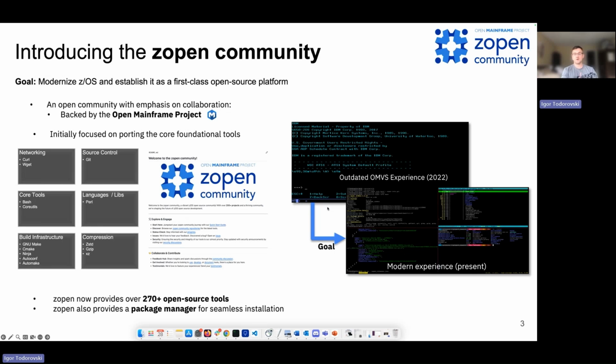More importantly, we also follow the core principle of upstream first. We don't just leverage open source code and port it to z/OS, but we actively contribute our improvements back to the original projects, strengthening the entire z/OS open source ecosystem. And the results really speak for themselves. Within 3 years, we've grown from a handful of utilities to a portfolio of over 250 open source tools running natively on z/OS, complete with a package manager that makes it all seamless for the client.